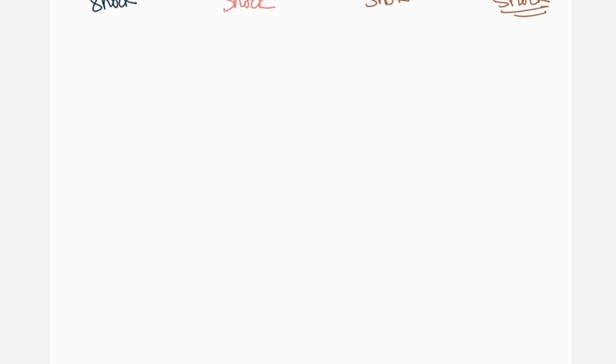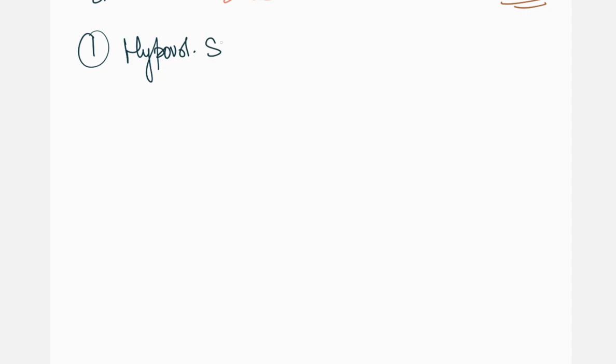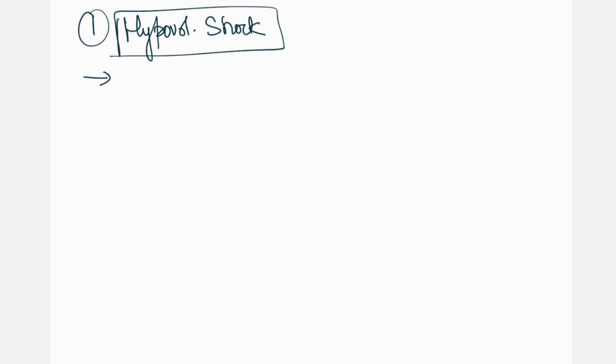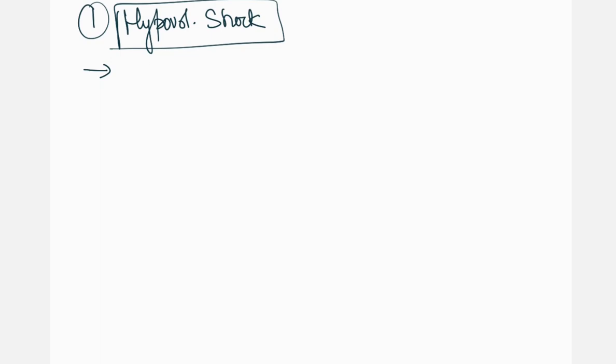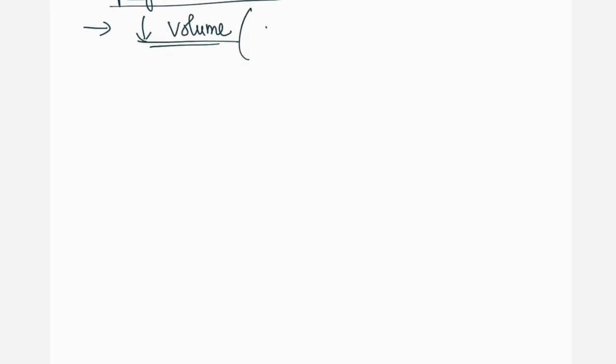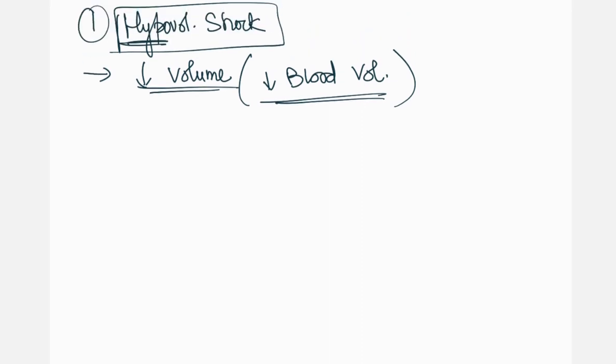Briefly, starting with the first classification of shock, we will study hypovolemic shock. What do you mean by hypovolemic shock? As the name suggests, hypo means less. So when there is decreased volume, and volume of what? There will be decreased blood volume, and the shock caused by this is known as hypovolemic shock.